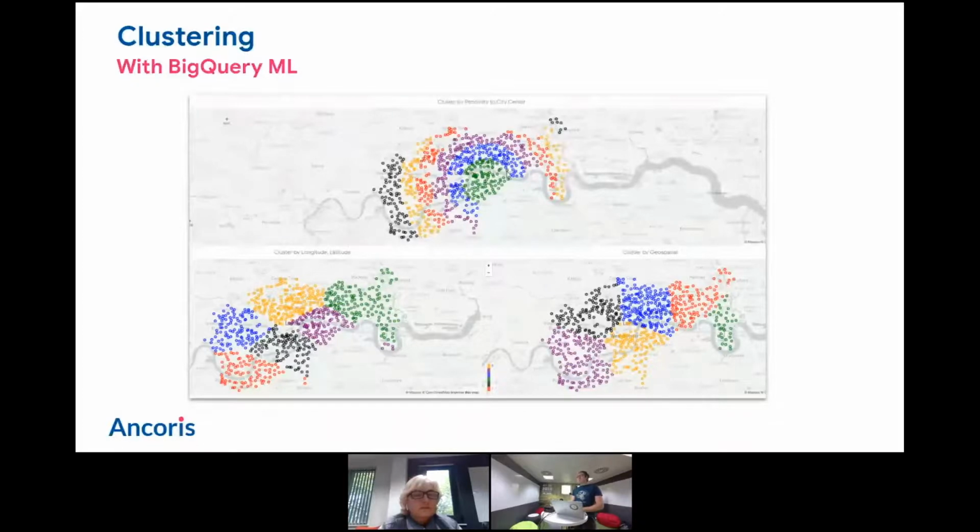You can see the clusters kind of with the proximity from the center. And this one was actually clustering by longitude and latitude. So we're taking them and we're saying, okay, just go and form 6 clusters, and the machine learning model will go and do this. It's really useful for things like customer segmentation.